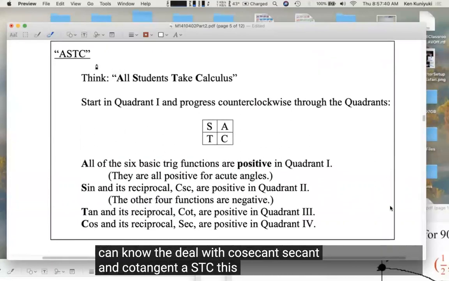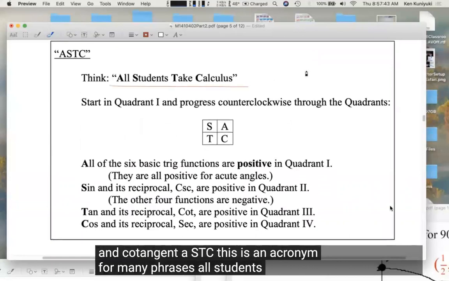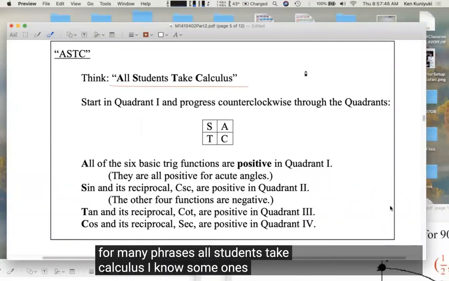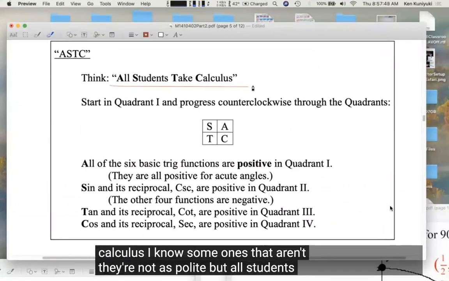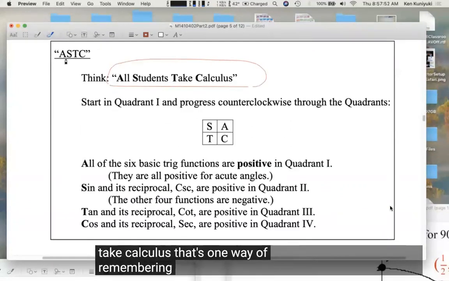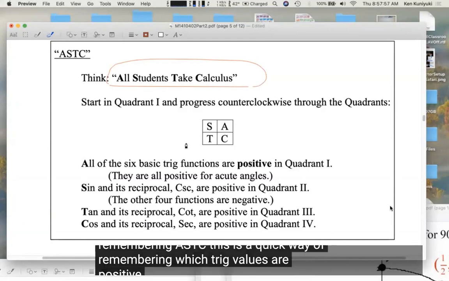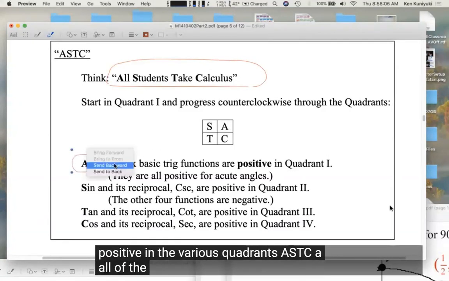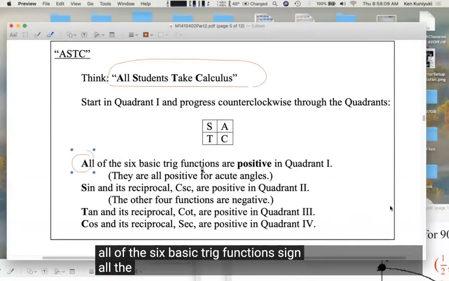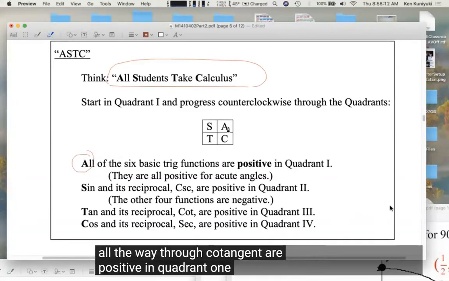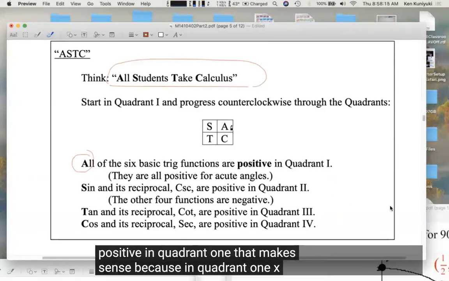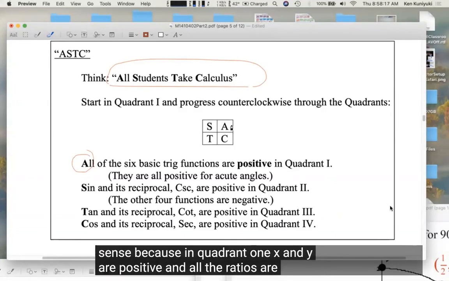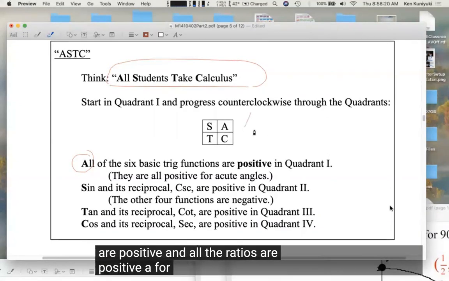ASTC. This is an acronym for many phrases. All students take calculus. I know some ones that are not as polite, but all students take calculus. That's one way of remembering ASTC. This is a quick way of remembering which trig values are positive in the various quadrants. ASTC. A: all of the 6 basic trig functions, sine all the way through cotangent, are positive in quadrant 1. That makes sense because in quadrant 1, x and y are positive and all the ratios are positive. A for all.